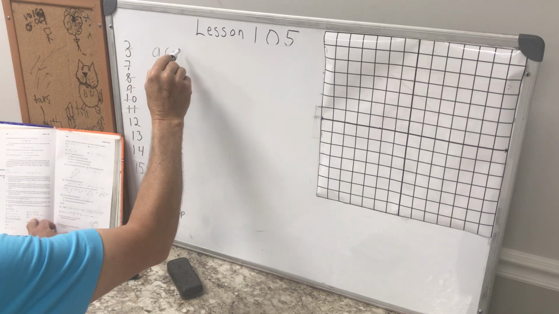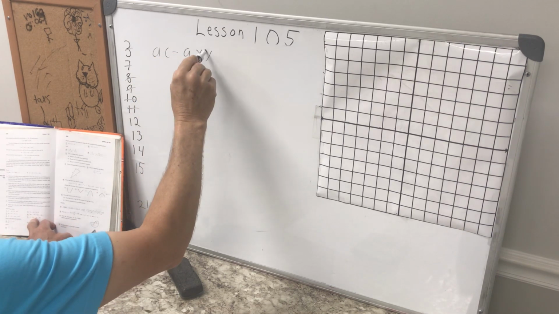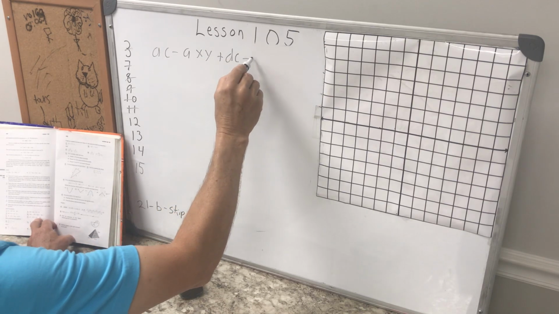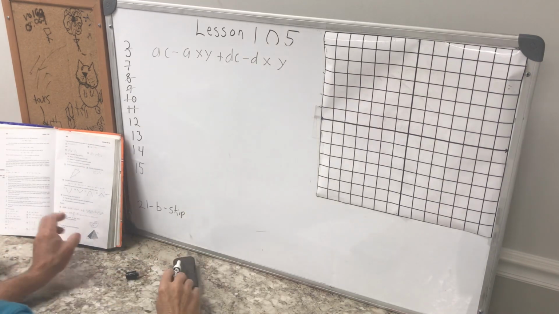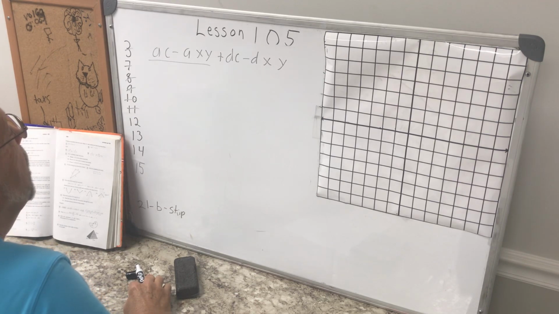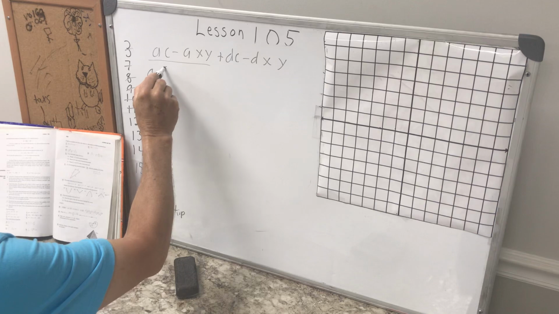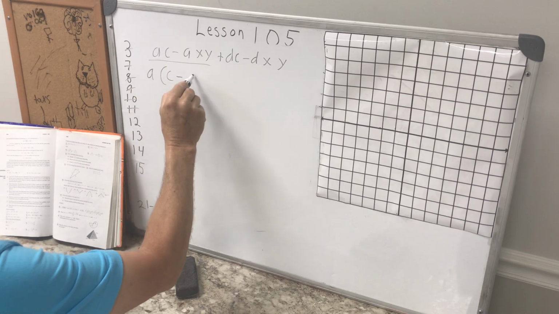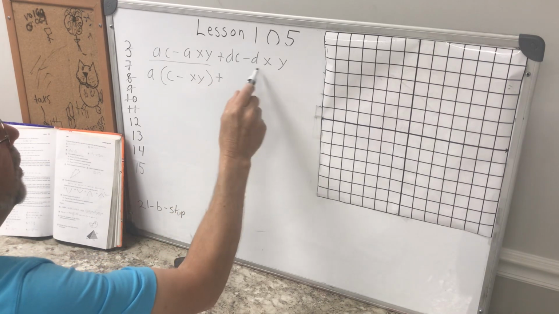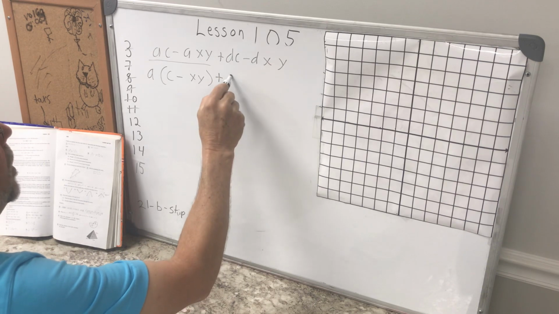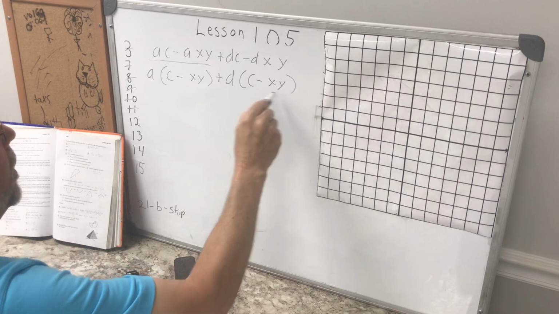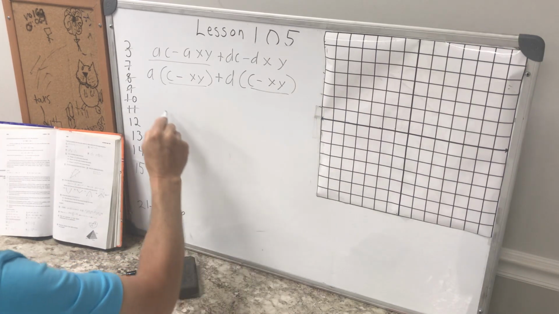And number 12, one more time. ac negative axy plus dc negative dxy. Look at this. What can we factor out? We can factor out an a, and we are left with a c negative xy. Plus, what can we factor out of this? I see a d only, a d, and we're ending up with c negative xy. These are the same, must be the same.